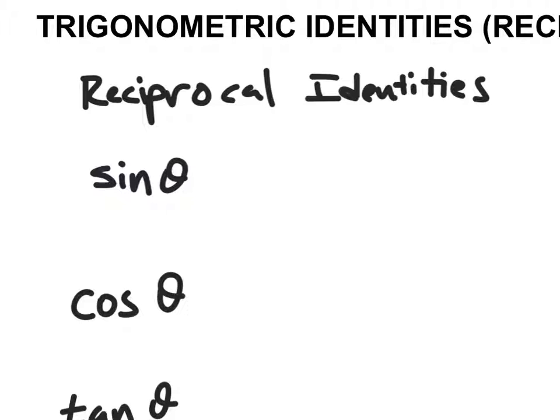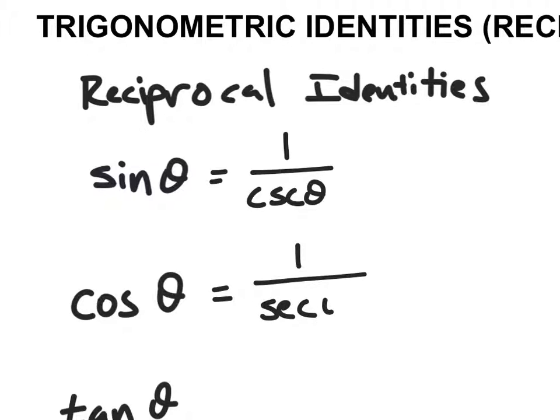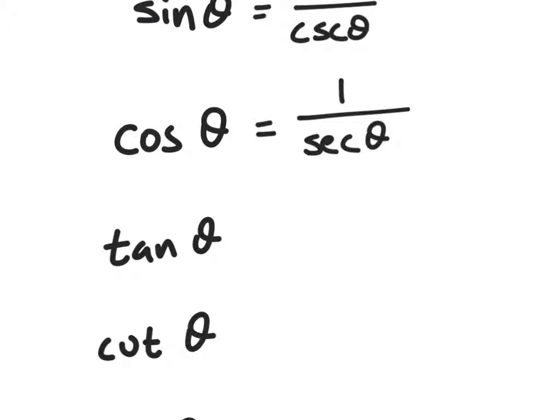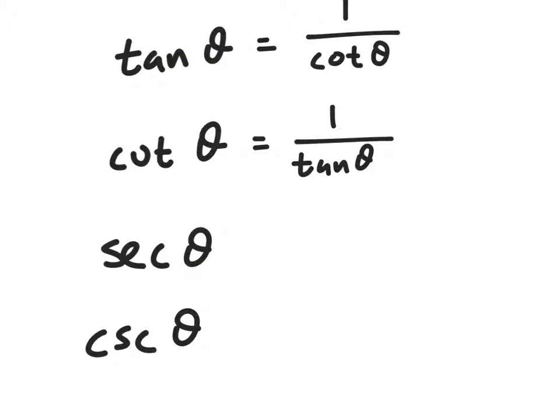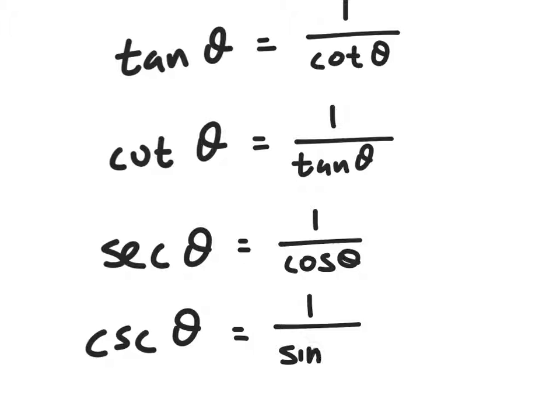So if I were to write the reciprocal of sine, I would write that as 1 over cosecant of theta. For cosine, that would be 1 over secant of theta. For tangent, that would be 1 over cotangent theta. And cotangent, I would do 1 over tangent theta. For secant, that's going to be 1 over cosine of theta. And for cosecant, I would have 1 over sine theta.